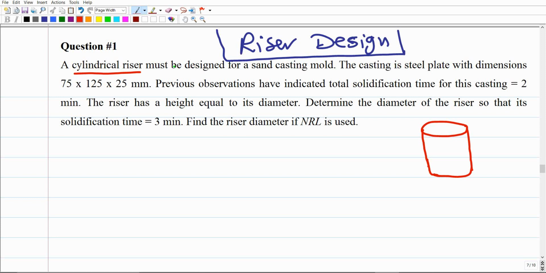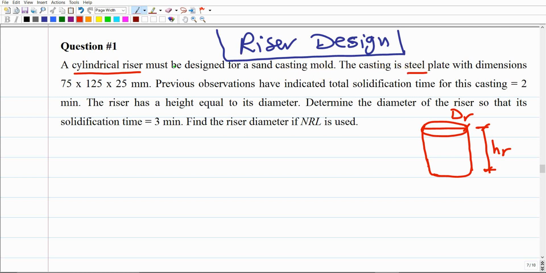But conventionally, and this is what we're going to consider, we're just going to assume that all the time it is a cylindrical shape with a diameter. This is going to be the diameter of the riser, which we're going to call Dr, and a height as Hr, where r stands for the riser itself. So a cylindrical riser must be designed for a sand casting mold.